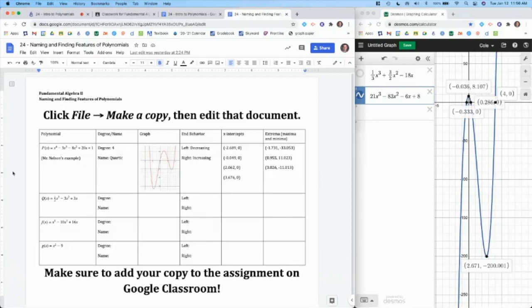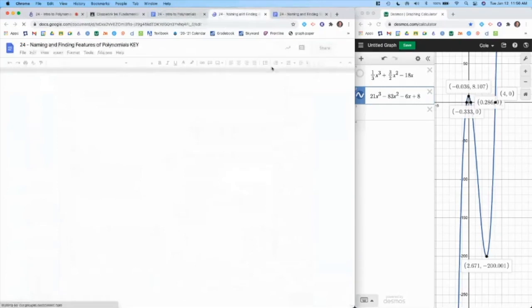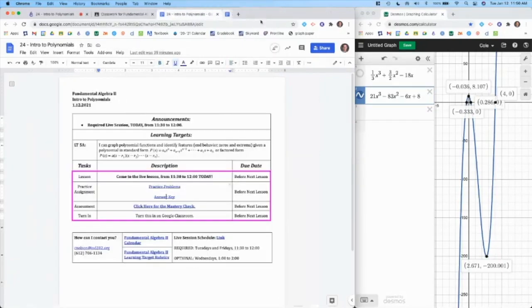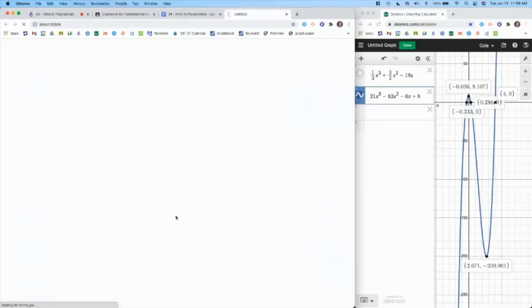There's a practice one right here. There's also an answer key here. Okay, so you can check your work against what I did myself. Okay, this should make sure that you know how to do all of these problems, because if you know how to do these, you'll be really successful on the mastery check. The mastery check is right here.